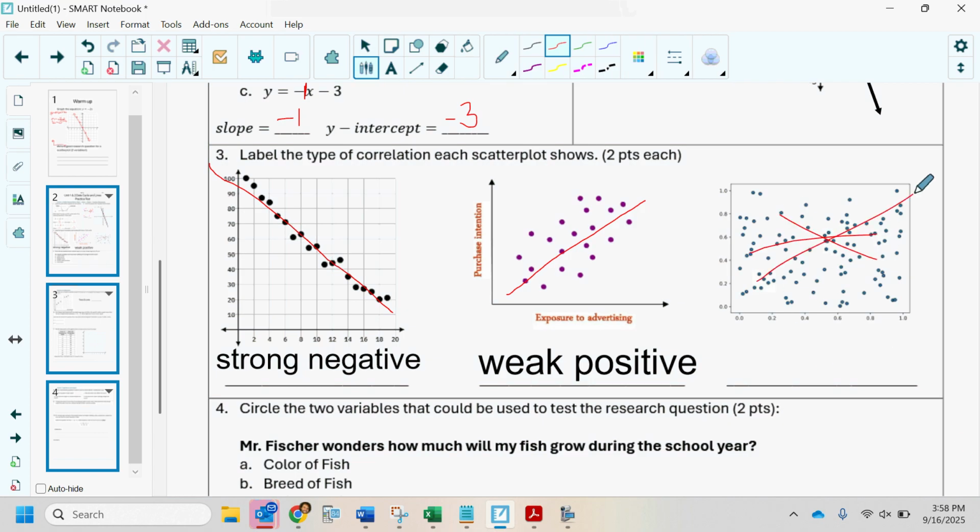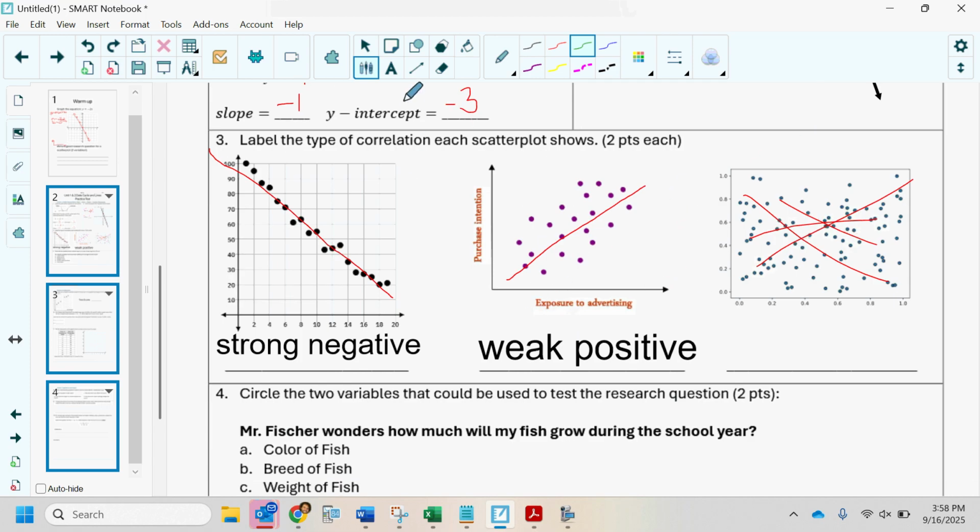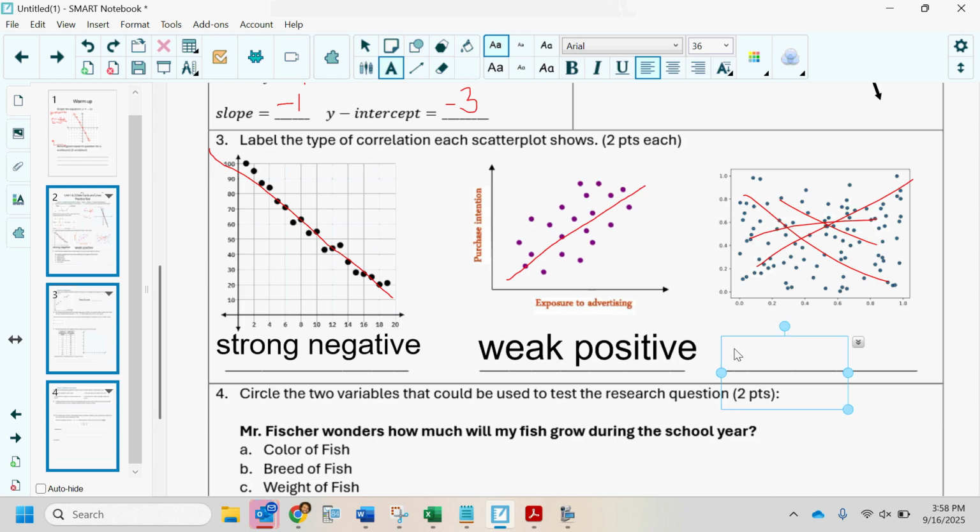And then this last one is pretty easy, right? There's no line that we could draw that would help us with this, right? Like if I drew a line like this, would that make any sense? No, right? Because the dots don't follow this line. They follow an upward trend. So our last option is going to be no correlation.